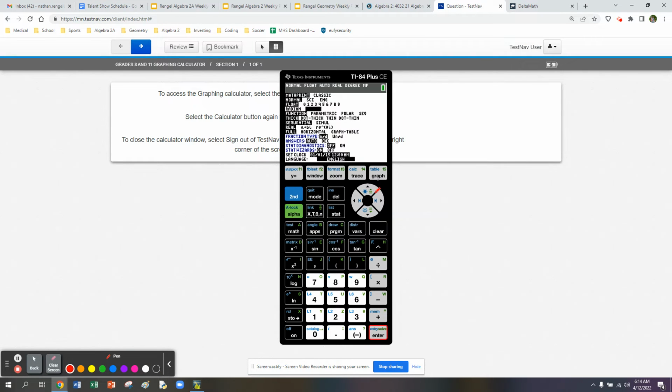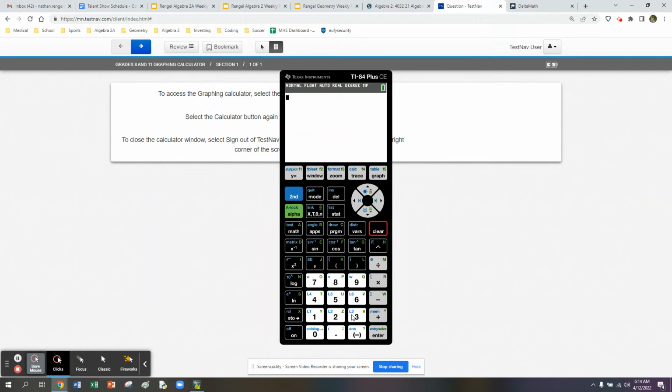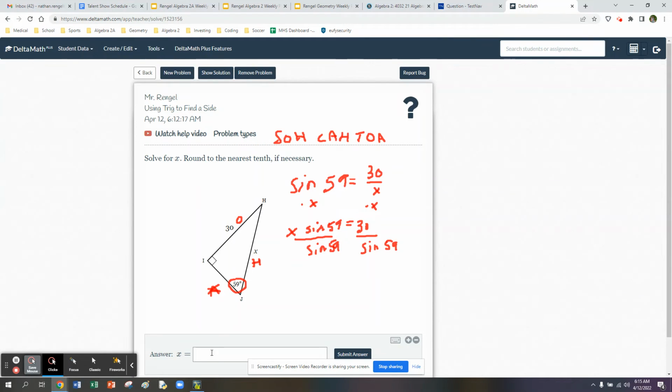So I'm going to head to my calculator and clear that out. So we're going to have 30. Then I'm going to hit my divide button. And then I'm going to hit sine of 59, close off my parentheses, hit enter, and we end up getting 34.99. This would end up rounding to the nearest tenth, so the 9 has a 9 next to it, so ultimately it's going to round up to exactly 35, so we'll end up with 35.0 rounded to the nearest tenth.